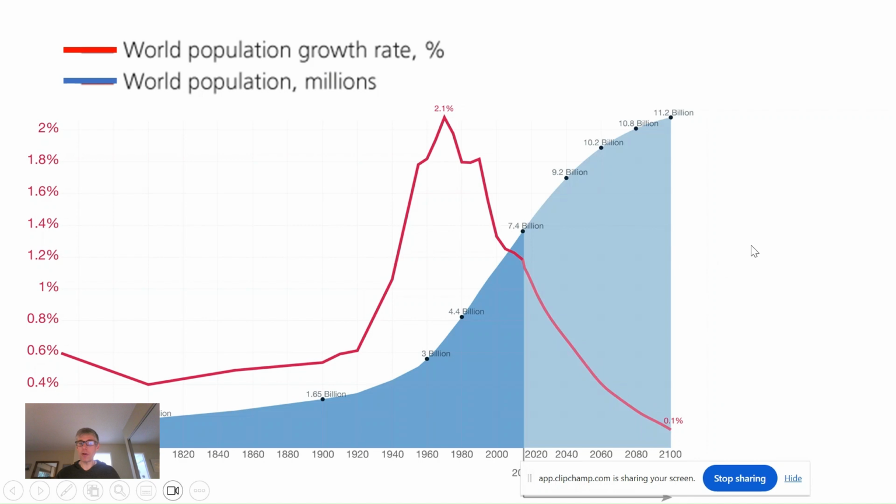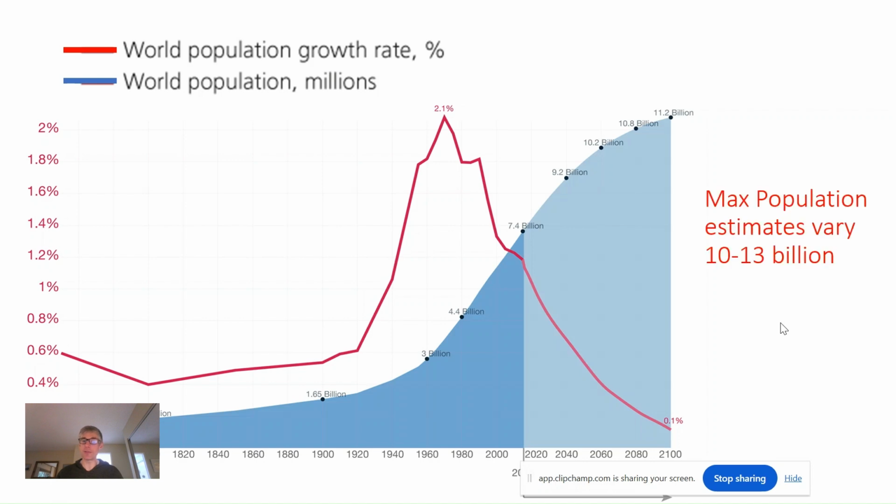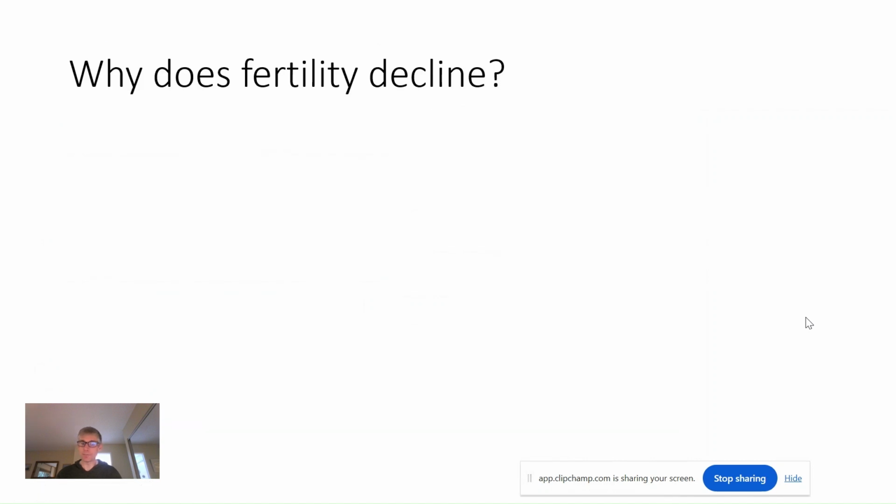And we have strong evidence to support that this will happen because it already has happened in tons of countries which are relatively wealthy. And therefore, we'll end up with that 10 to 13 billion people. And indeed, current global growth rates are much lower than they used to be.